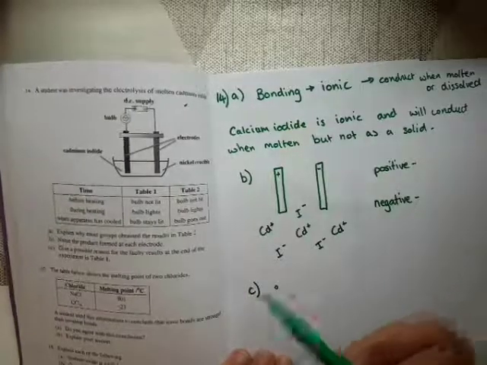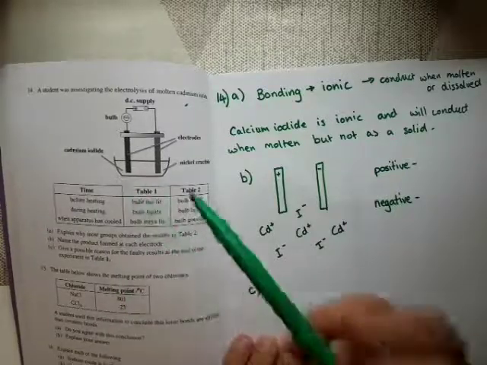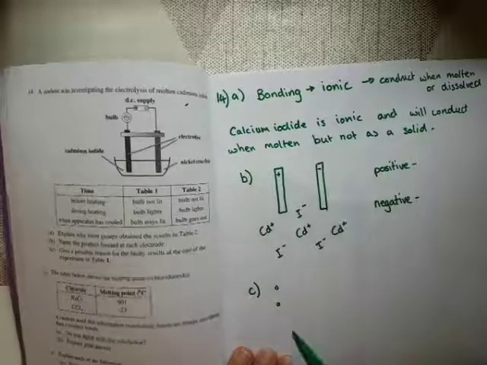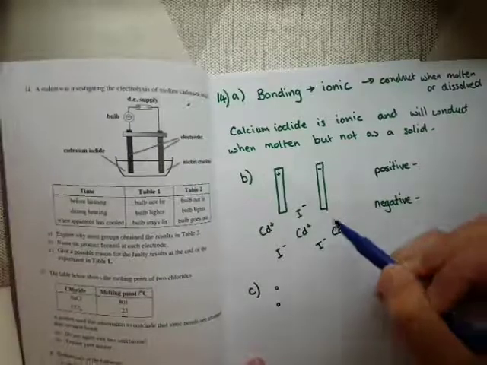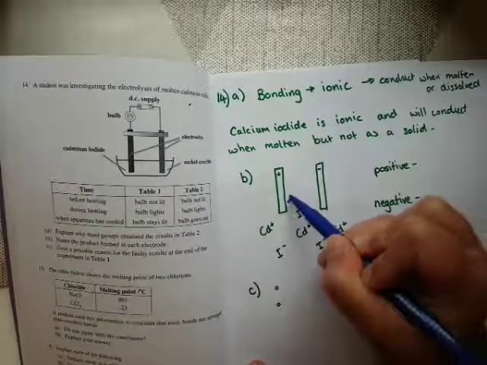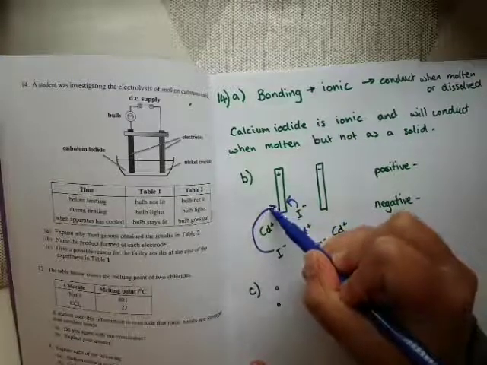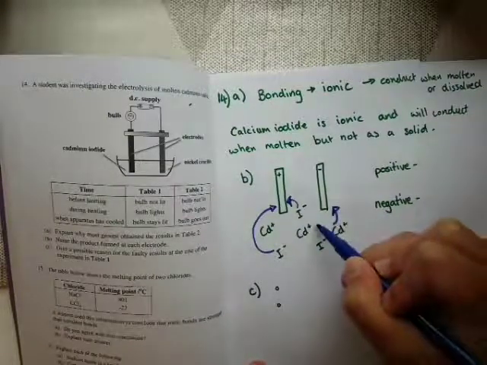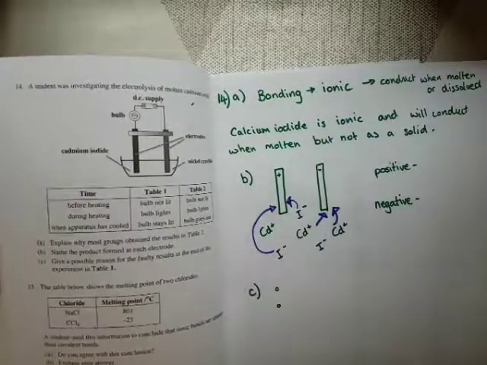Question 14, Part B. Part B says, name the product formed at each electrode. Now it hasn't actually labelled the electrodes, but we should know that during electrolysis we're going to have a positive and a negative electrode. The thing to remember here is that during electrolysis, opposites attract, so our negative ions, in this case that's iodine because that's the non-metal, are going to be attracted to the positive electrode, whereas the positive ions, in this case the cadmium, because it's a metal, are going to be attracted to the negative electrode.